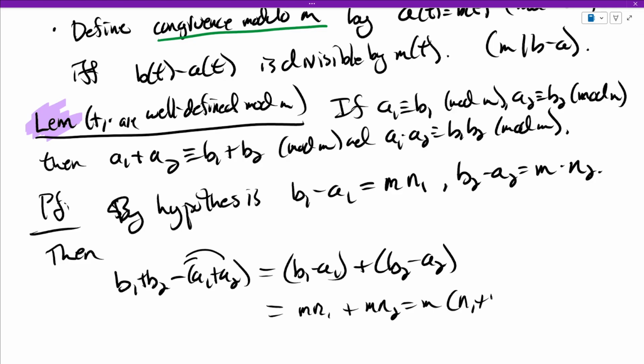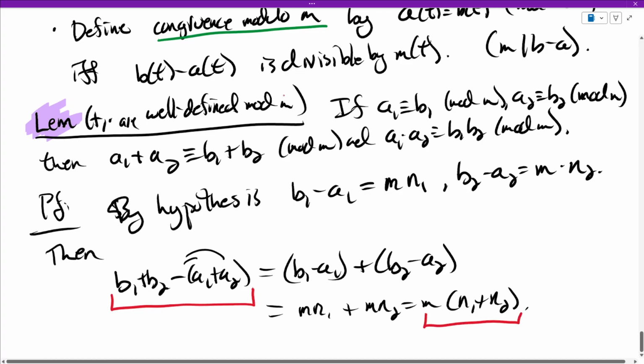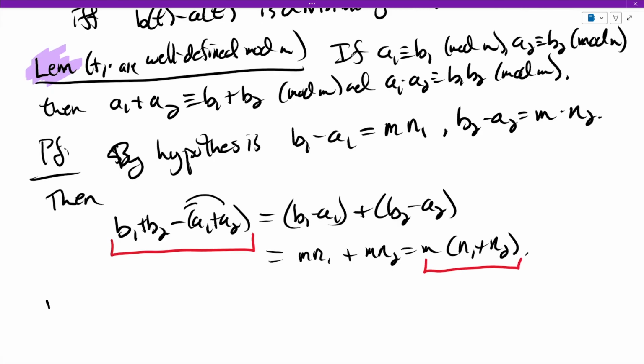All right, and then we can factor out that m. Cool. So what do we have here? On the left-hand side, we have the difference we were looking at to prove congruence mod m. And on the right-hand side, we have a multiple of m. So we can conclude from this then that a1 plus a2 is congruent to b1 plus b2 mod m.